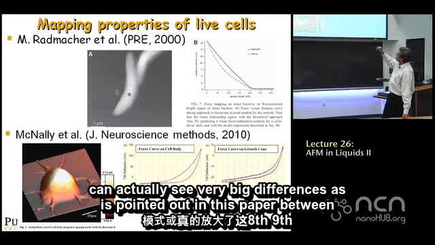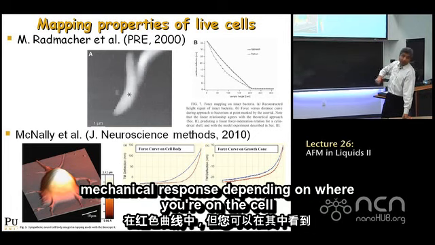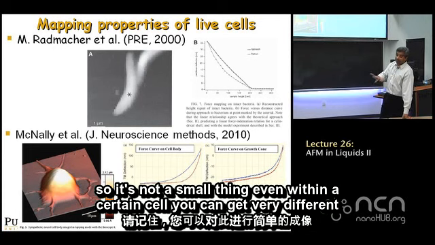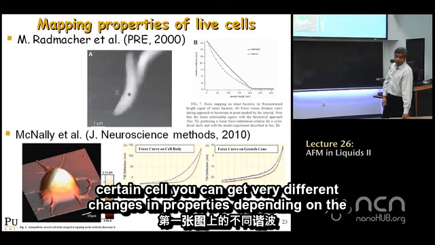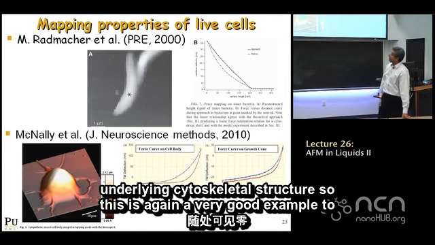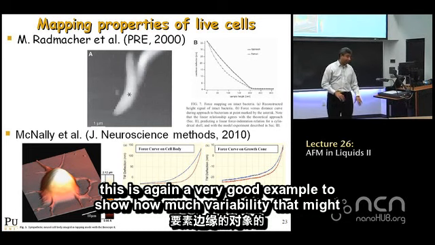that you can actually see very big differences, as is pointed out in this paper, between mechanical response depending on where you are on the cell. So it's not a small thing. Even within a certain cell, you can get very different changes in properties depending on the underlying cytoskeletal structure. So this is, again, a very good example to show how much variability might exist within the same cell as well.